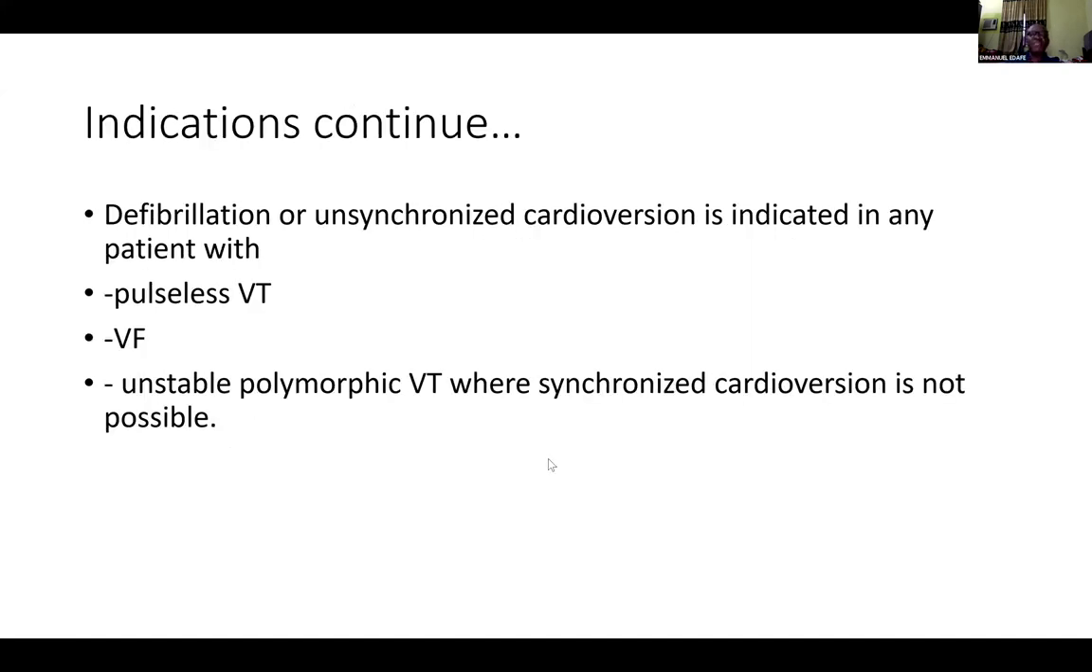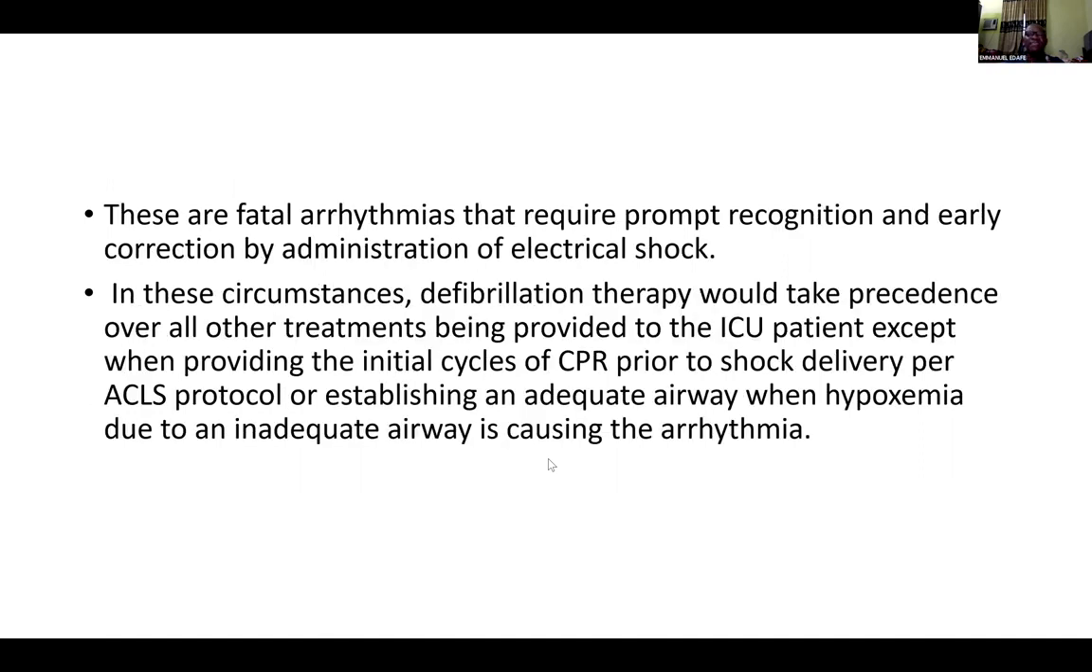For defibrillation, it goes for pulseless ventricular tachycardia, ventricular fibrillation, and torsades de pointes. So all these are readings that we address in the cath lab or in the ICU. And while that is going on, CPR must also go on with them.